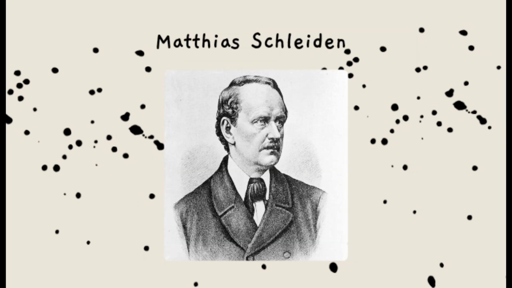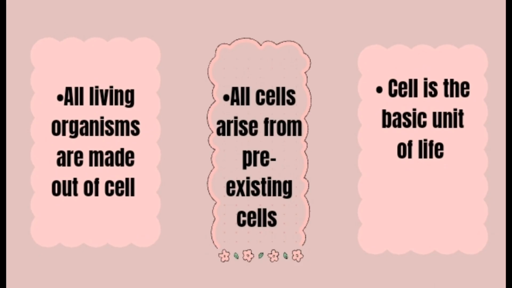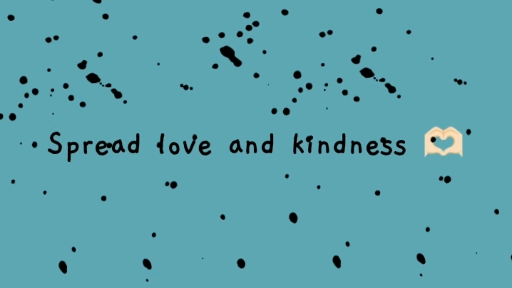And lastly, Matthias Schleiden. Schleiden observed that plants are made up of cells, and that lower plants are made up of one cell, while higher plants are made up of many cells. Schleiden, together with Schwann, proposed that life is made from cells and that cells are the basic structural component of life. And that's how the 3 highly accepted theories in modern cell theories were formed.